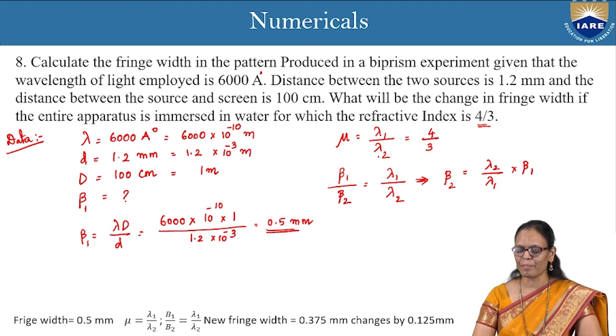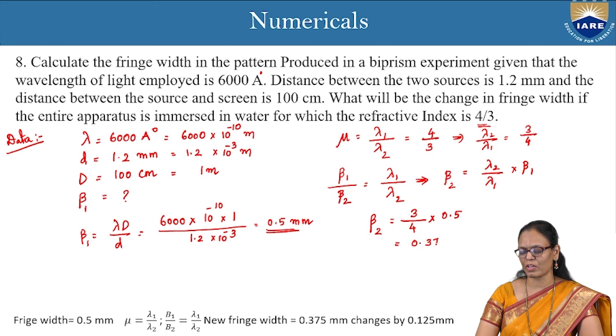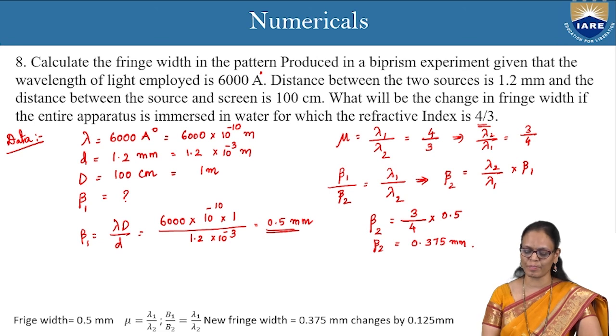So lambda 1 by lambda 2 is 4 by 3. So what will be lambda 2 by lambda 1? That will be 3 by 4. We can write it directly also, but it needs clarity. So 3 by 4 into 0.5. So this gives us 0.375 millimeter. Our beta 2 is now 0.375 millimeter.